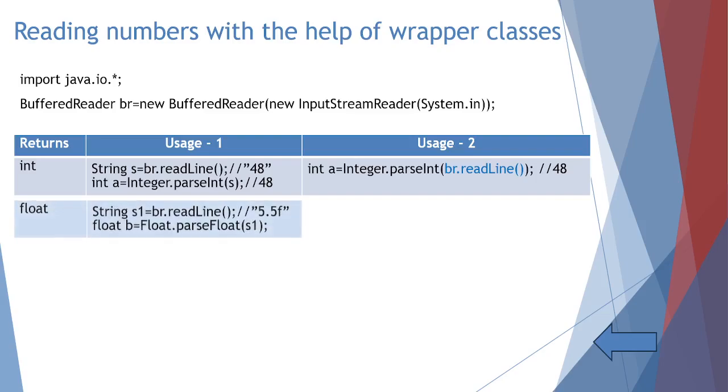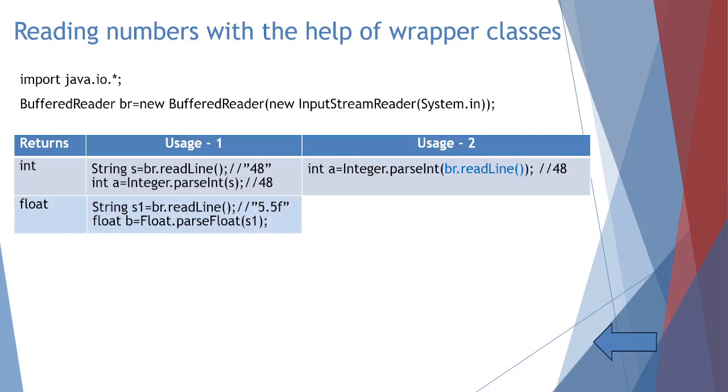Similarly, another wrapper class method, parseFloat, which is defined in the Float wrapper class. So String s1 = br.readLine(), some 5.5 we have given. Then float b = Float.parseFloat(s1), passing s1 as an argument. Or directly float b = Float.parseFloat(br.readLine()). 5.5 will be read into float b.